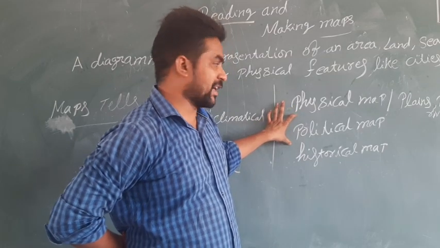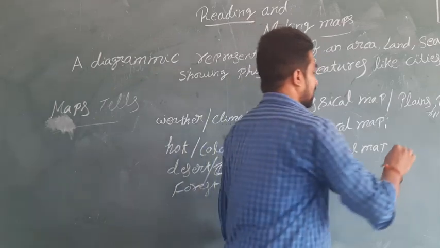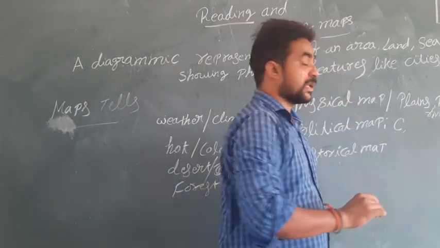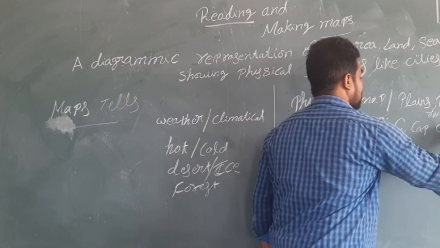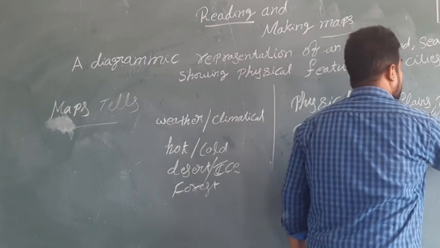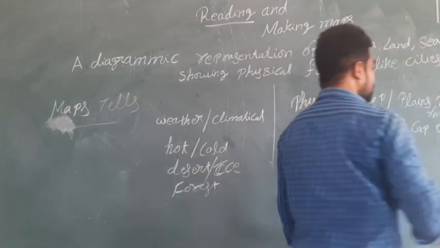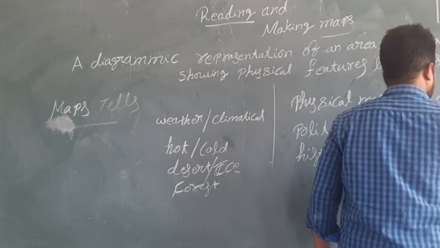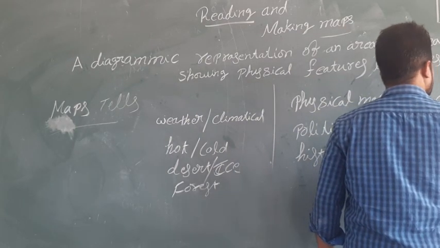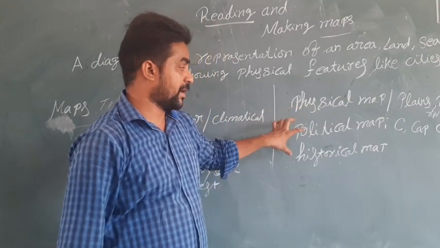Next, in the political map, we find political divisions like countries, capitals, cities, towns, and port areas. Port areas means port cities. So these are the things shown in the political map.